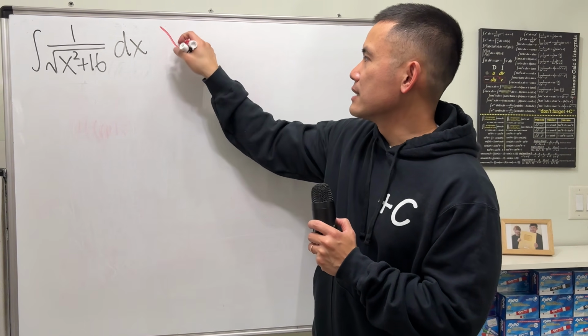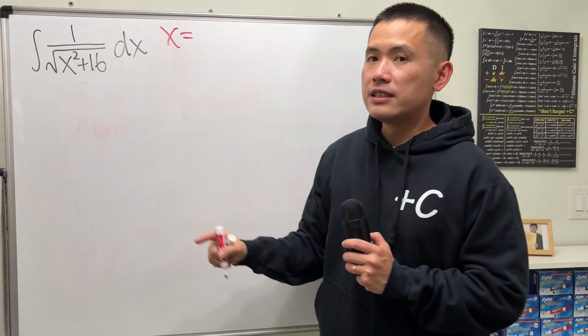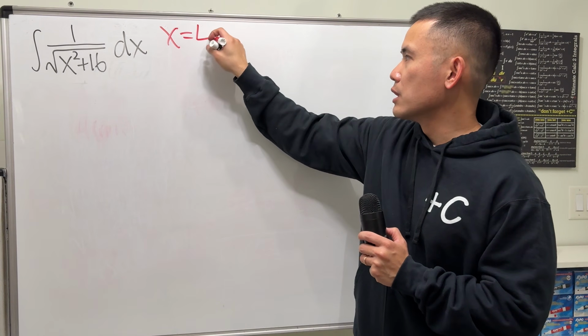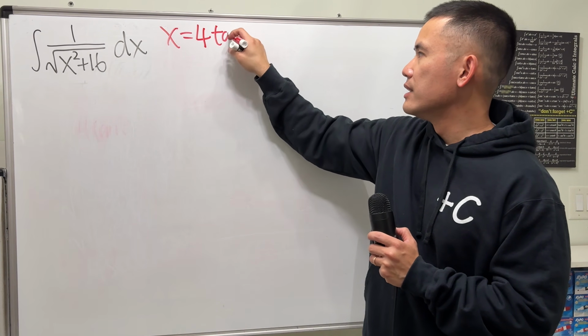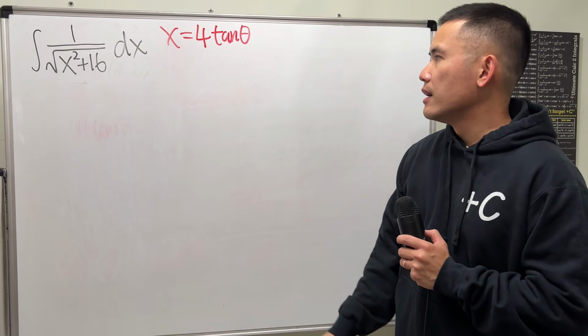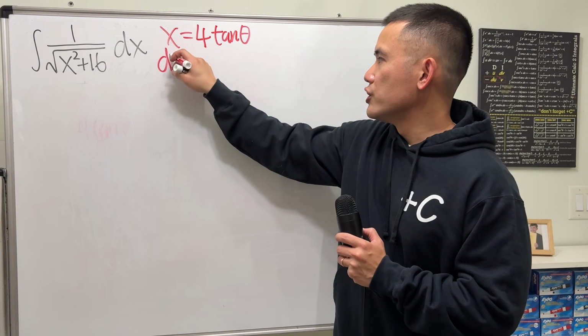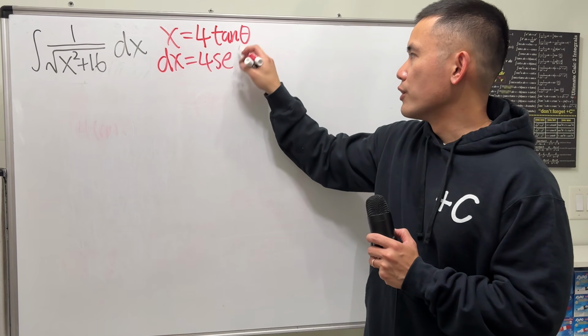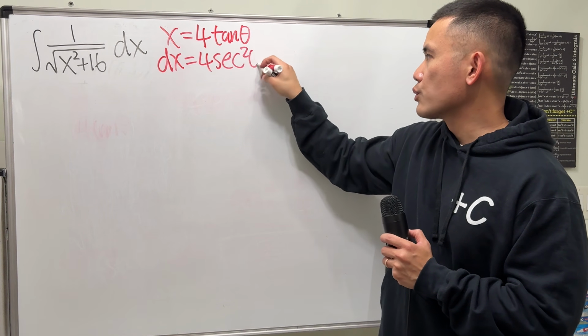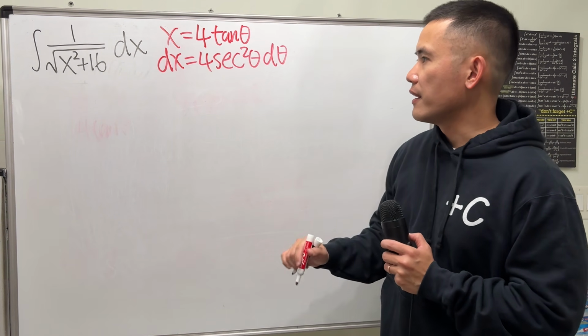So we start with x. The 16 is the same as 4 squared, so we need to multiply by the 4 and then tangent theta. From here, differentiate both sides. The derivative of tangent theta is secant squared theta. Don't forget the d theta.